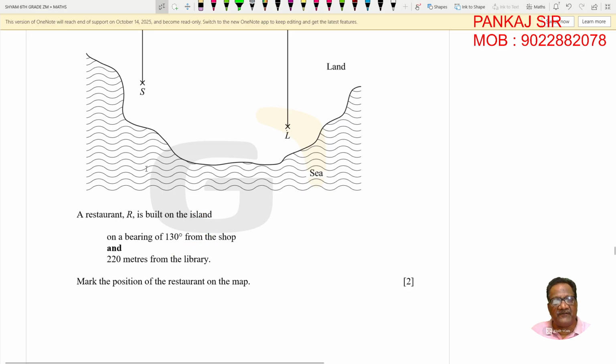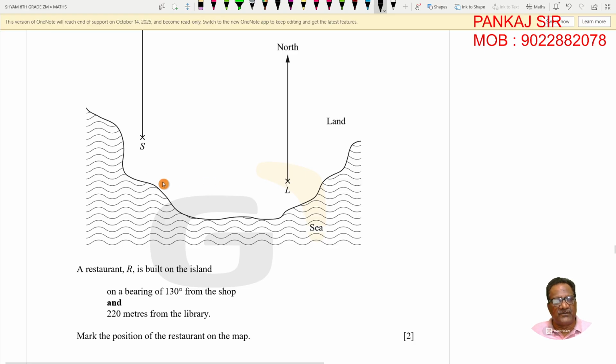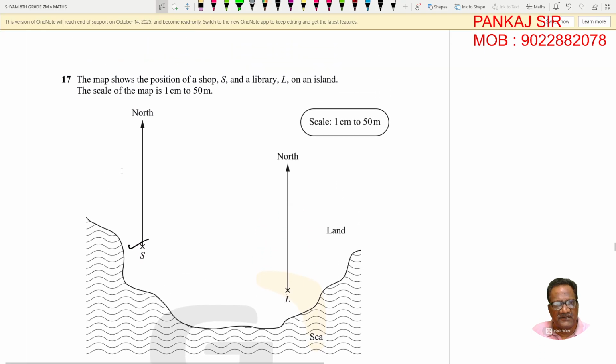So where is your shop? It is over here on the island. Can you see here? At this particular point, you draw a vertical line pointing upwards, a direct vertical line in the northward direction. So this will show you the north direction, and you see it is written here, north direction, right? So from the point S, you draw a vertical line upwards in the north direction. This is known as your reference line. Now from this north direction line, you have to go clockwise.